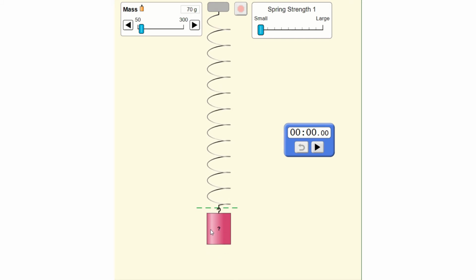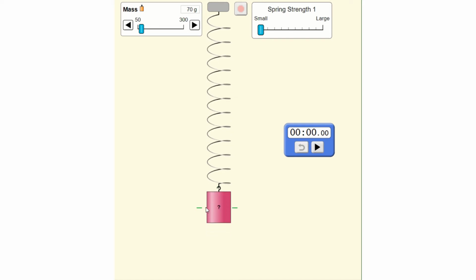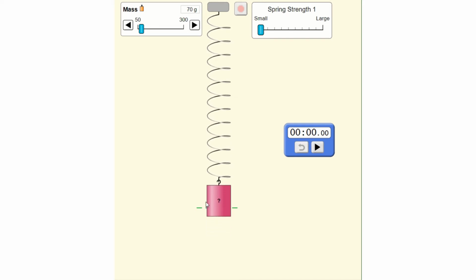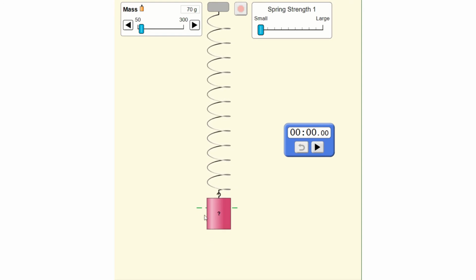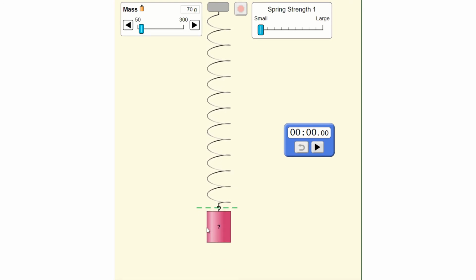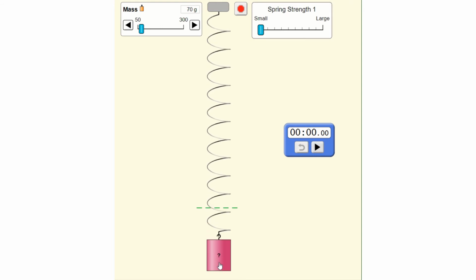That isn't the end of an oscillation, because although it's back in the same position, it's now going in the opposite direction. So one full oscillation is start, stop. Okay, so that's your complete oscillation. So I'll just put that into action.